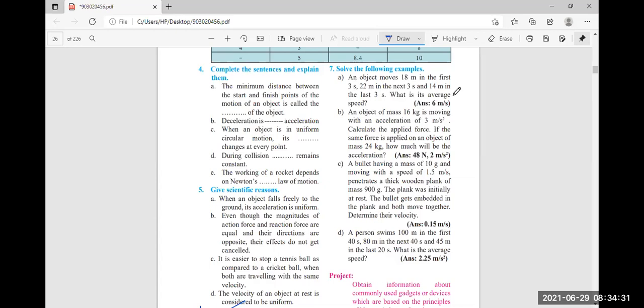An object moves 18 meters in the first 3 seconds, 22 meters in the next 3 seconds, and 14 meters in the last 3 seconds. What is its average speed? Can you tell me how we can find the average speed of any object? Total distance covered upon total time taken. Yes, that is total distance covered upon total time taken by that object.